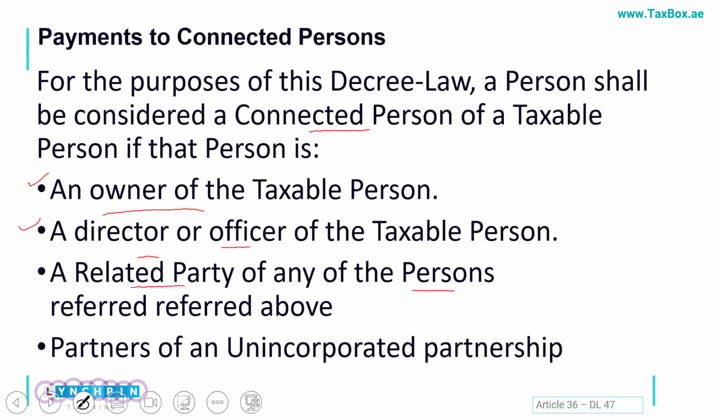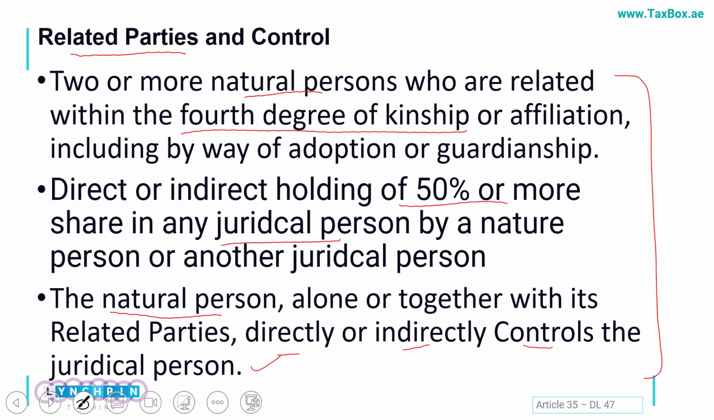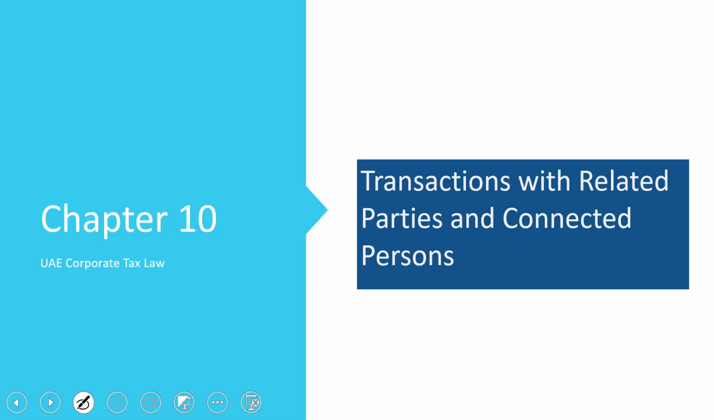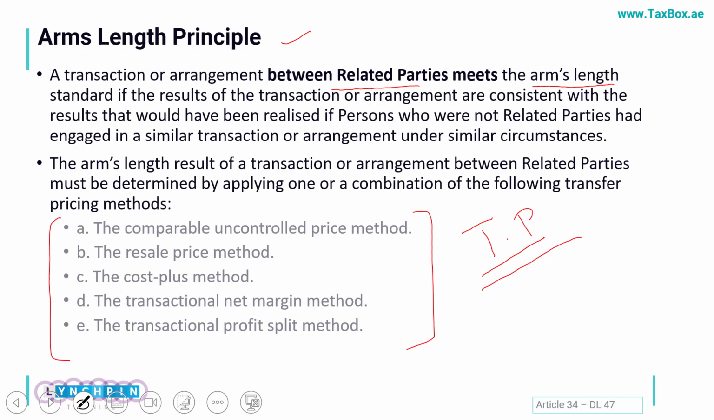And the partners of an unincorporated partnership would automatically become connected persons here. So these are a few concepts which are applicable to transactions with related parties. The only condition we need to focus on here is that transactions must be on the arm's length principle.